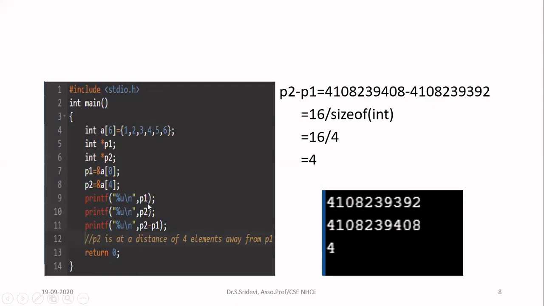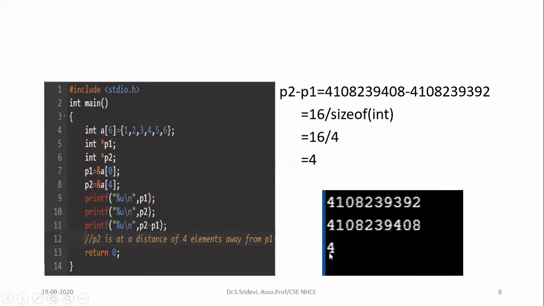Now I am printing P1. When I print P1, I will get the address of A[0], that is the address of 1. Here I am getting an address ending with 392. Then when I print the address of A[4], I am getting the address as 408. And when you perform P2 minus P1, the second pointer has the higher address, so subtracting P1 from P2, you get the answer 4. But if you subtract them directly, 408 minus 392, it is 16. But I am getting 4.